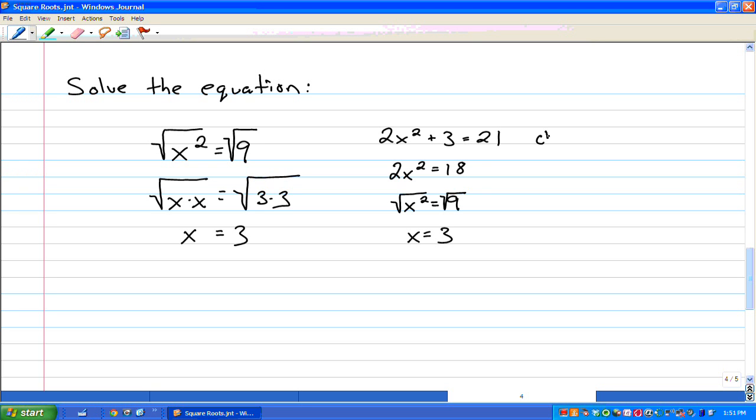If you want to do a check, you can. We have 2 times 3 squared plus 3 should be equal to 21 if we did this correctly. Then I have 2 times 9 plus 3 should be 21. 18 plus 3, 21 equals 21, and it works.